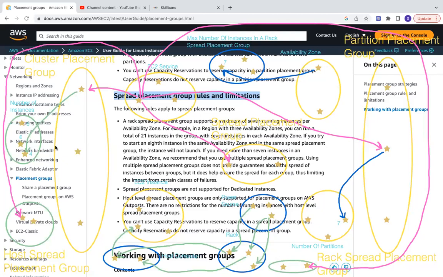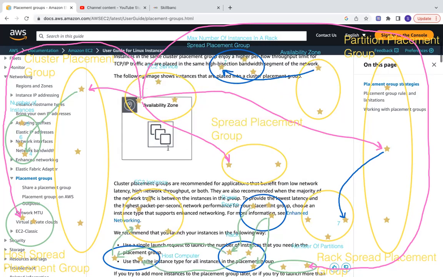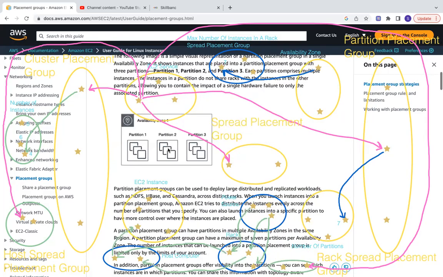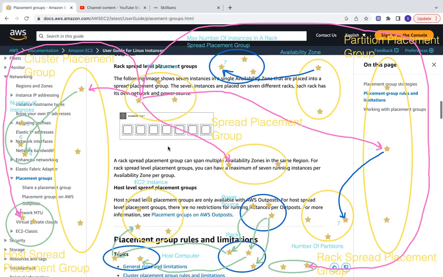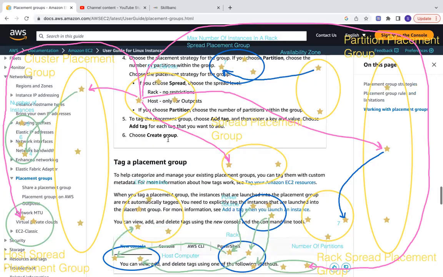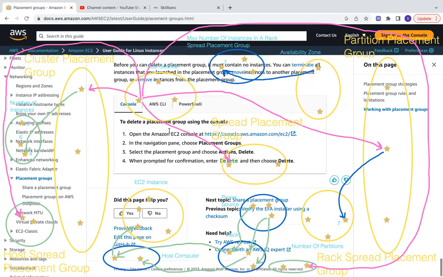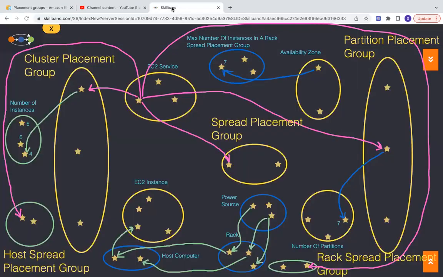So this is the documentation that we are looking at. Placement groups. What are placement groups? And when to use, which one to use when? And how do you configure that in your AWS account? So I'm going to give you the C1C2 diagram for this, which will clarify the concepts, and when you go and read this documentation, it will make you understand.